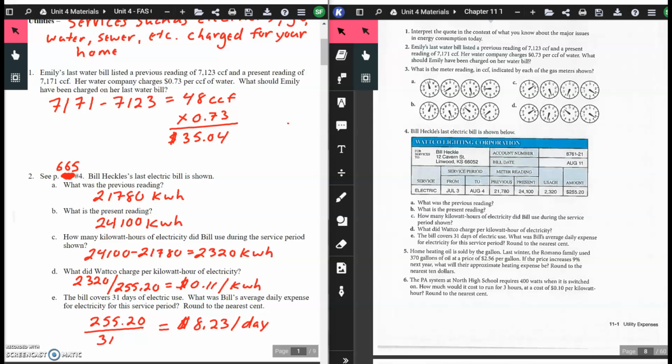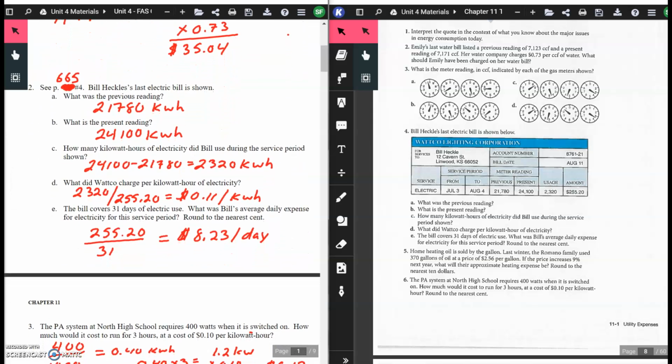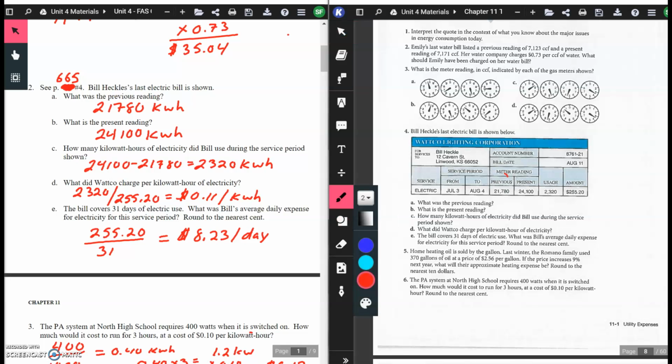Question 2 is referring to page 665, number 4, which is off to the right hand side there, the table in blue. The previous reading is 21,780, which is listed right here where it says previous reading. The present reading is off to the right hand side of that, which is 24,100. How many kilowatt hours of electricity did the bill use during the service period shown?